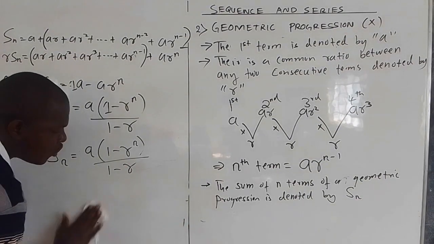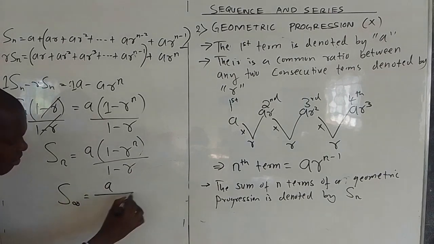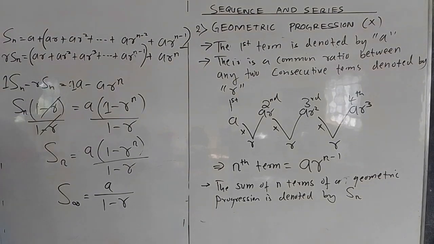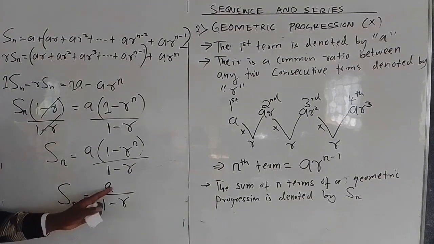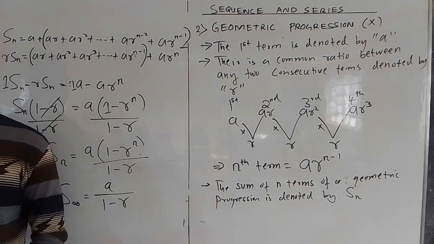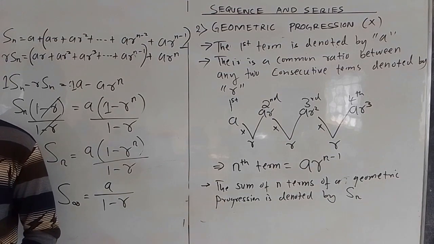Now, you see the sum of infinite terms in the same log table, when n is infinity, is given by what? A over 1 minus R when n is infinity, isn't it? It is given by A over 1 minus R. And all these formulas, the log table is one of the requirements in that exam room.